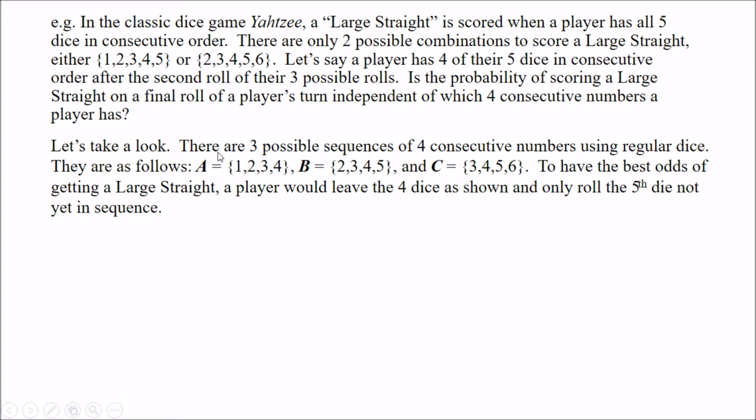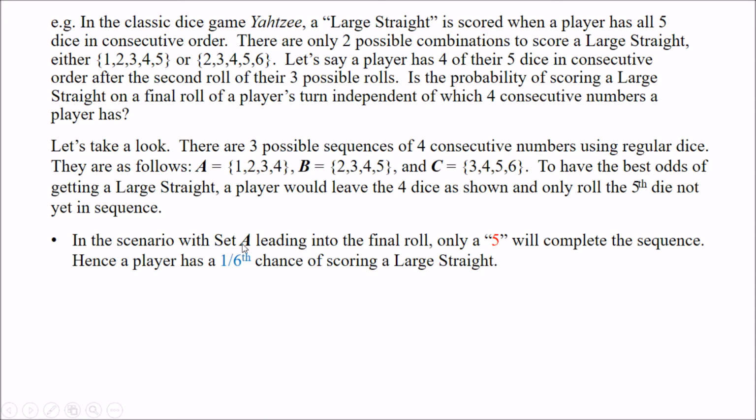There are 3 possible sequences of 4 consecutive numbers using regular dice. They are as follows. Let A be 1, 2, 3, 4, or B if we start with 2, 2, 3, 4, 5, and C could be if we started with a 3, 3, 4, 5, 6. To have the best odds of getting a large straight, a player would leave the 4 dice as shown and only roll the 5th die not yet in the sequence.